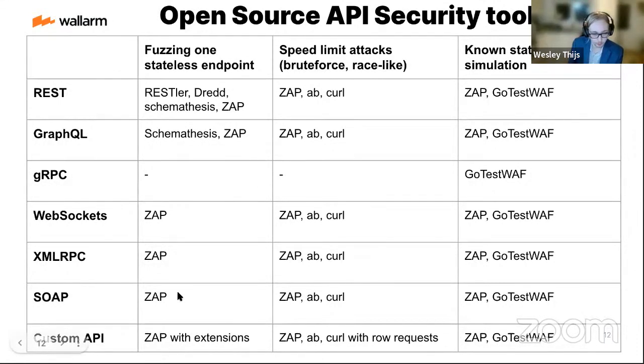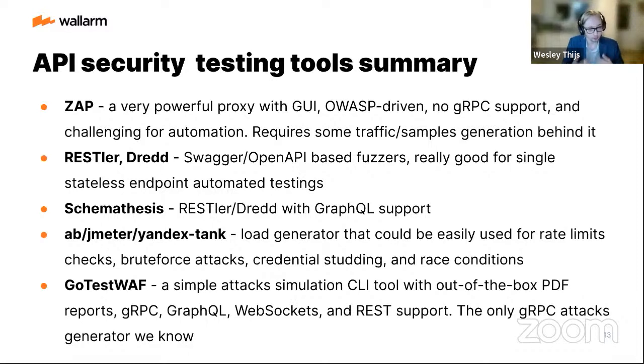Now, for custom APIs, ZAP with extensions, we can see that there's quite a few tools out there. ZAP is a very powerful proxy with a graphical user interface, so it's basically a man in the middle. It's OWASP driven, that's why we looked at the OWASP before, but there's no gRPC support. And challenging for automation as well, because you have to do some traffic sample analysis behind the automation. It's not just automatic as some of the other tools are.